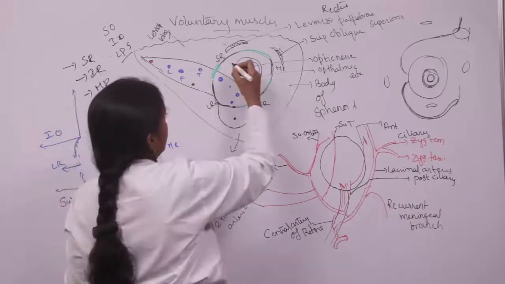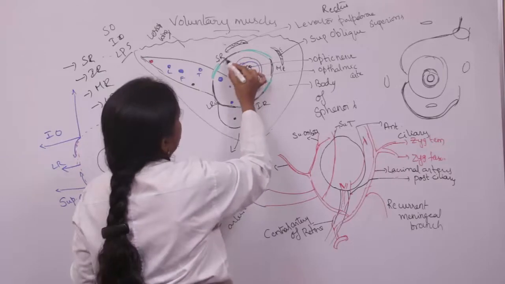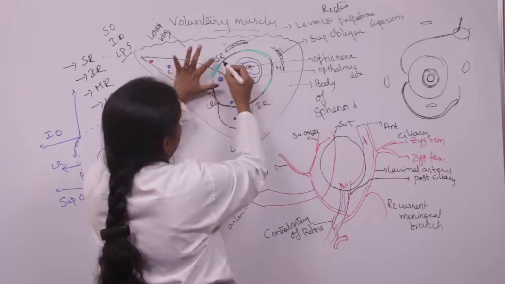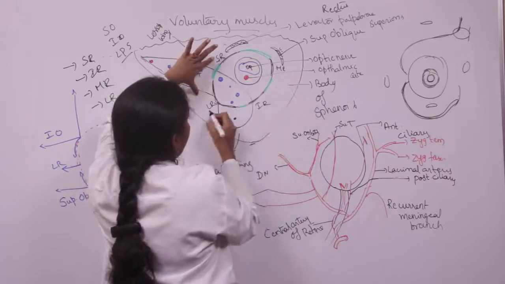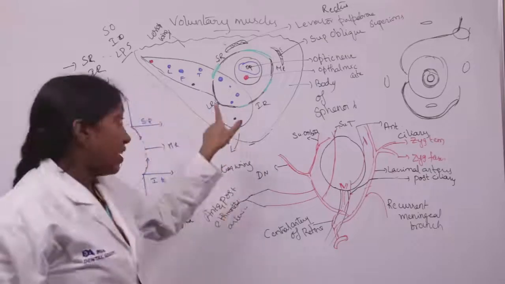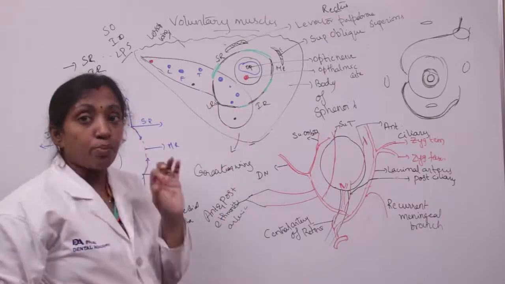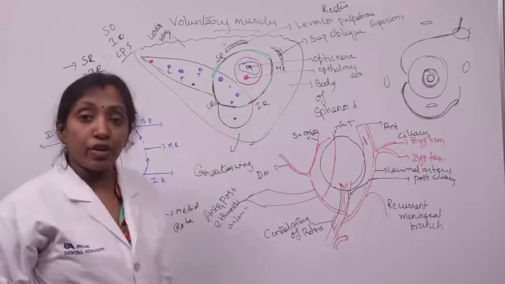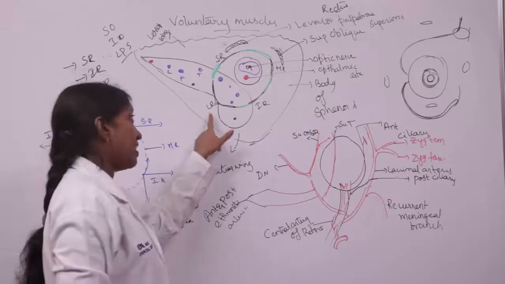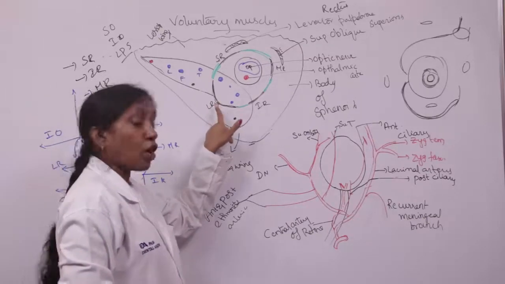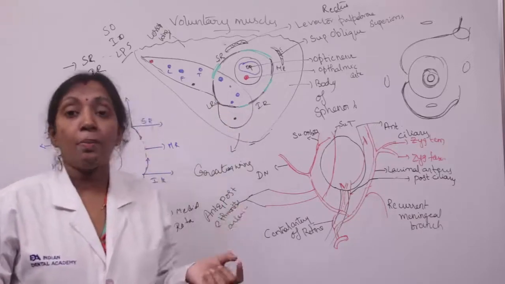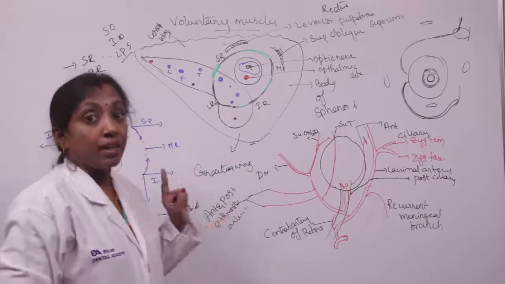See here, the superior rectus, medial rectus, inferior rectus, and lateral rectus arise from the common tendinous ring. And some part of the lateral rectus head, a small head, also arises from the greater wing of the sphenoid. So the lateral rectus arises from the common tendinous ring, and a small part of its head arises from the greater wing of sphenoid.